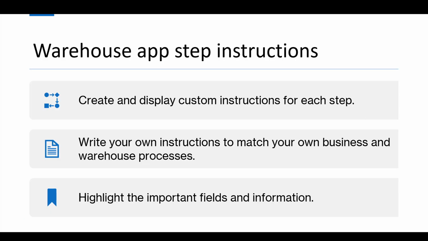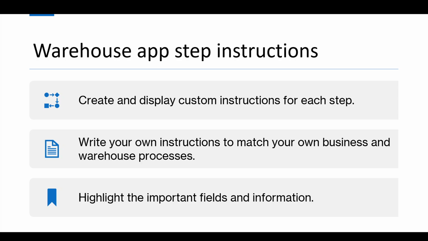And now let's get started with the first feature, the warehouse app step instructions. As we clarified in the intro, with this feature, you can change the step title. Also, you can add instructions for any step in the mobile app. This can be useful, for example, when you are training new employees or adding a new task to the warehouse flow. This can also be useful when you need to mention specific instructions in a certain task flow.